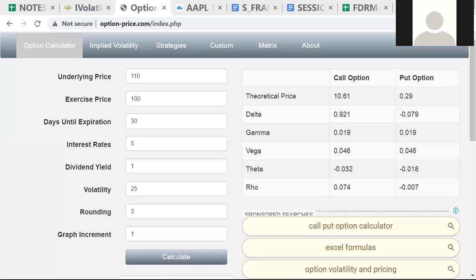I'll come to Srishti, 1 minute. Okay, 1 sec. Yeah, Srishti has raised her hand. Yes, Srishti? Sir, intrinsic value would be 10 here. Okay, so Srishti is saying intrinsic value is 10.